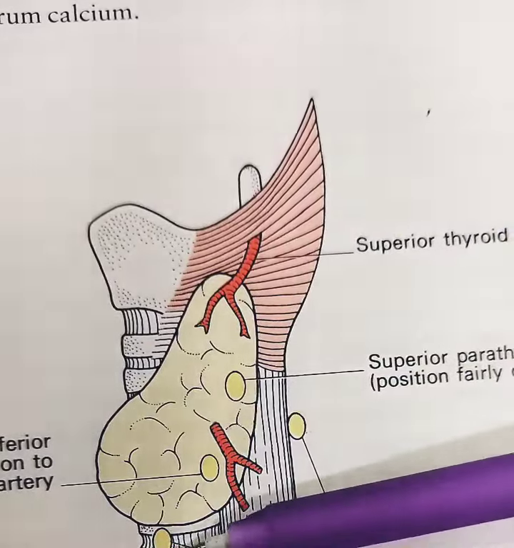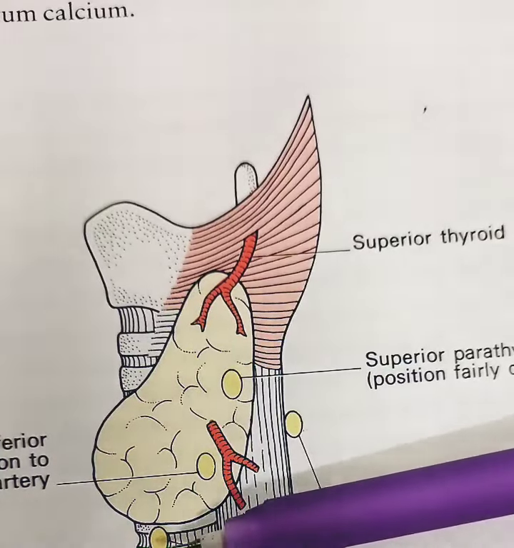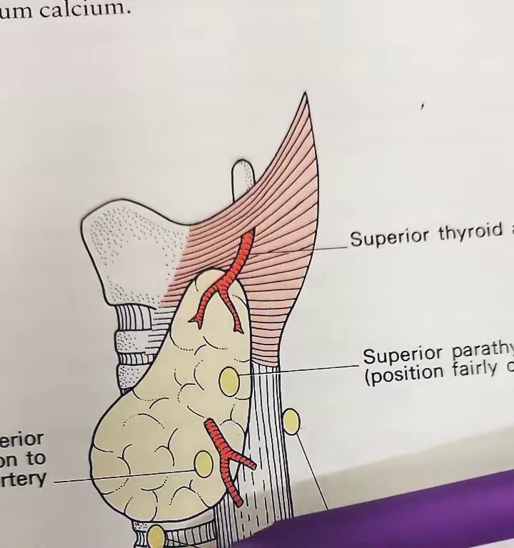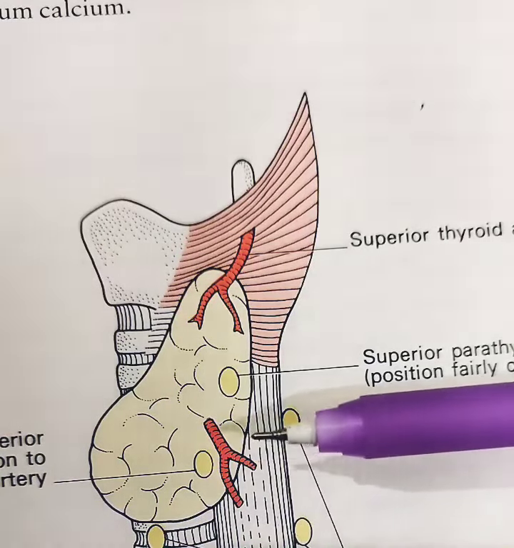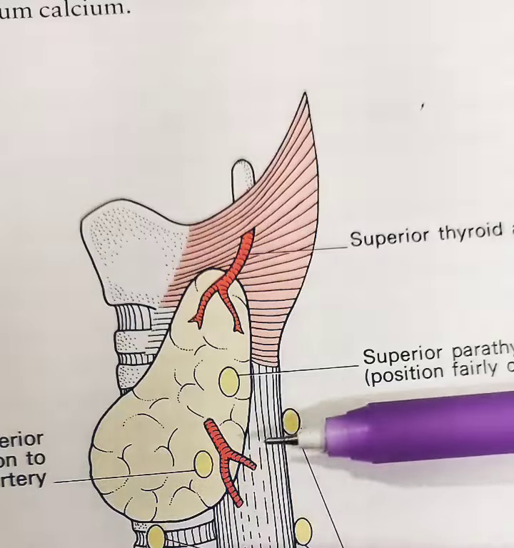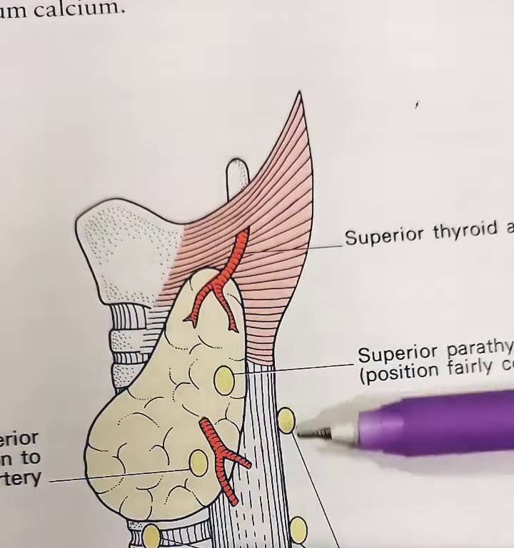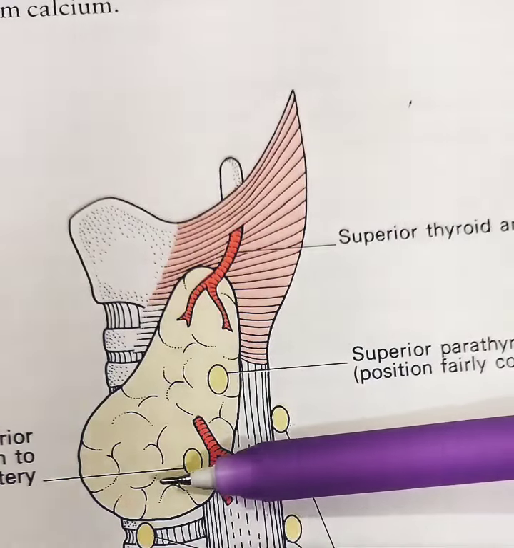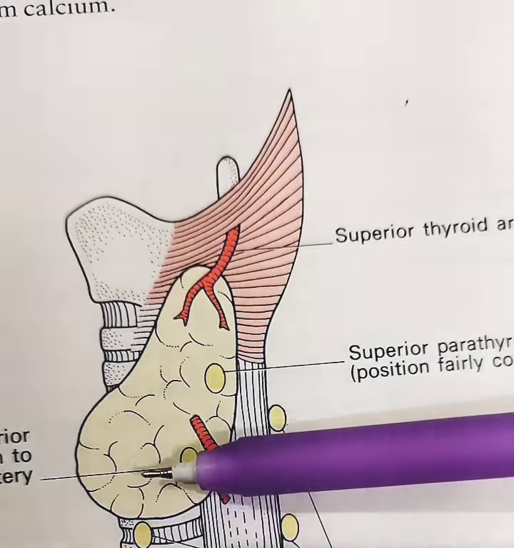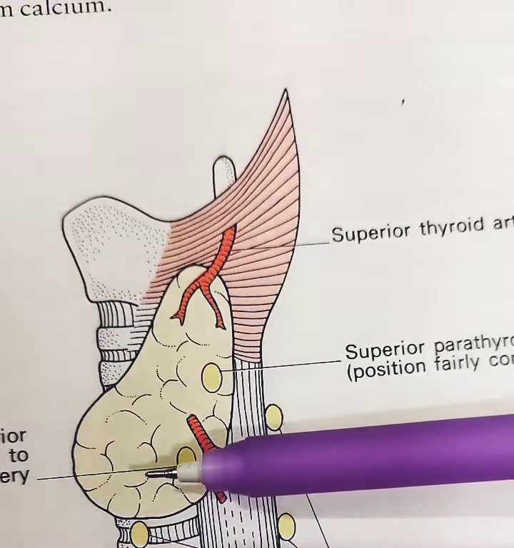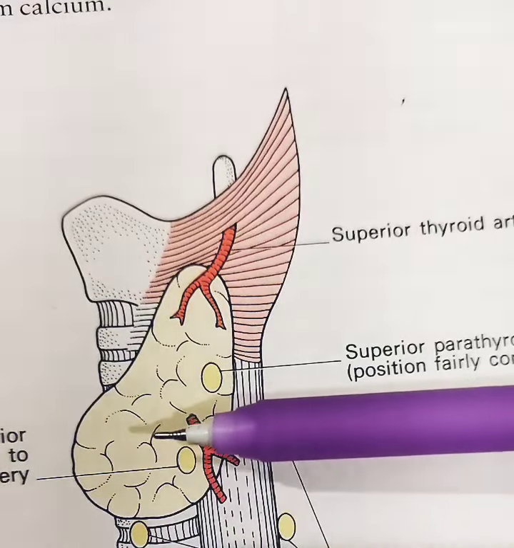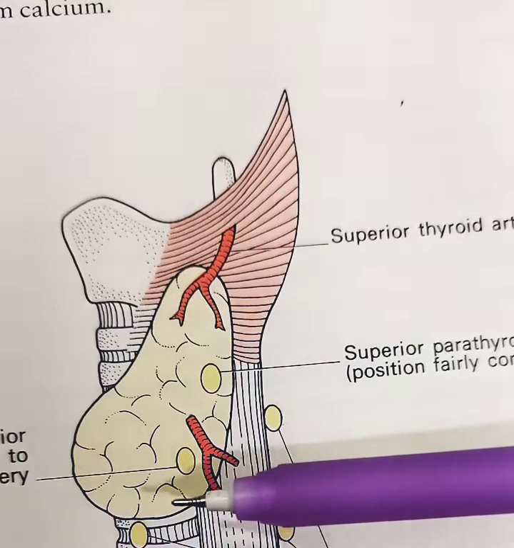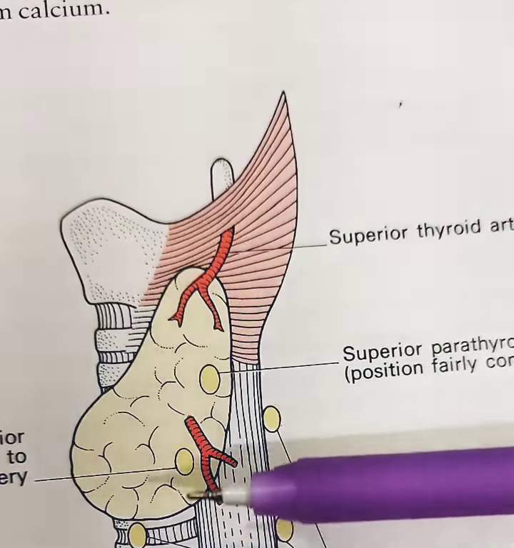The inferior parathyroid gland is sometimes found in front of the trachea. Sometimes the inferior parathyroid is found outside the fascial sheath and behind the esophagus, and very rarely it may be found within the thyroid gland tissue. So this is all about the normal and ectopic location of the parathyroid gland.